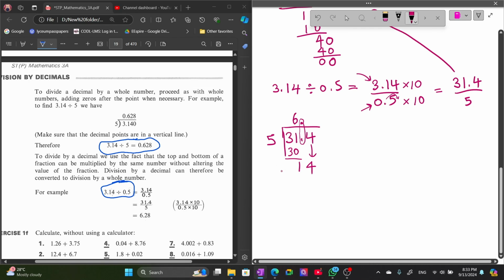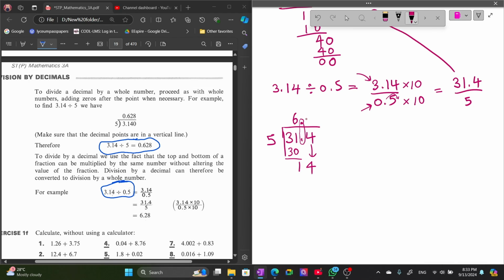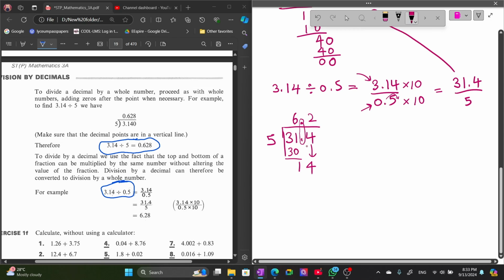How many 5s are there for 14? 2. Put 2 here. 5 times 2 is 10. Subtract, we get 4. Take an additional 0. 8 fives are there for 40. 5 times 8 is 40. Subtract, 0. The division stops. Now our final answer is 6.28. Okay, and I think you got the idea.